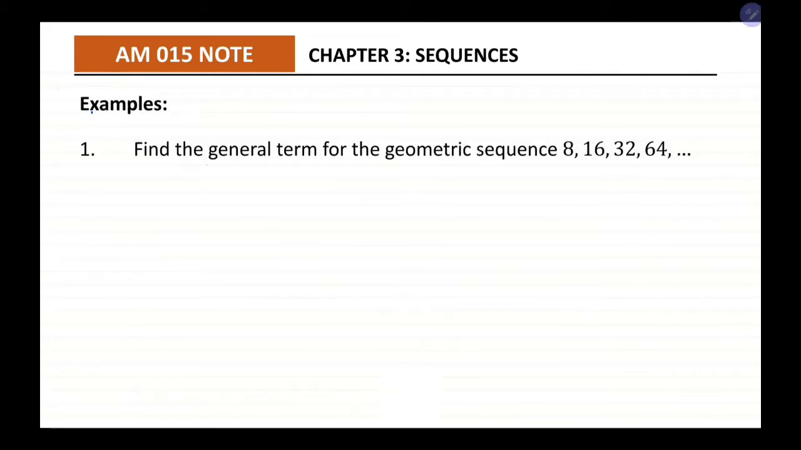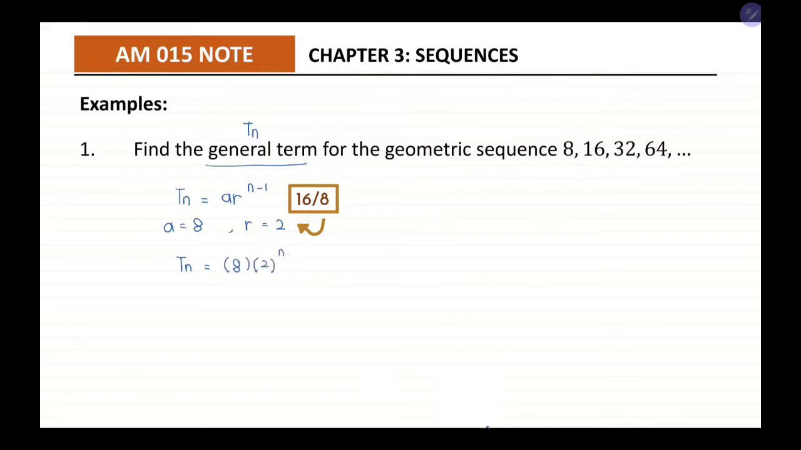Okay, first question. Find the general term for the geometric sequence 8, 16, 32 and 64. General term means we want to find Tn. To find Tn, we know this is a geometric sequence, so our formula is Tn equals ar^(n-1). Then we check from the sequence. Our a is 8 and r is 16 divided by 8, we get 2. Then we substitute into the formula: a is 8 and r is 2, to the power of n minus 1.